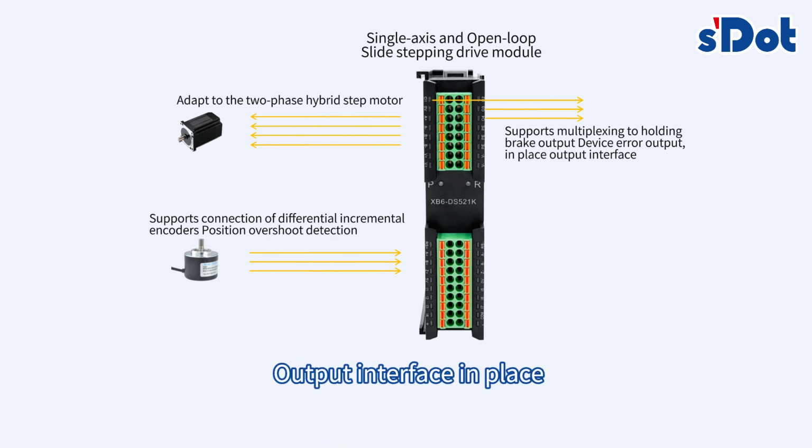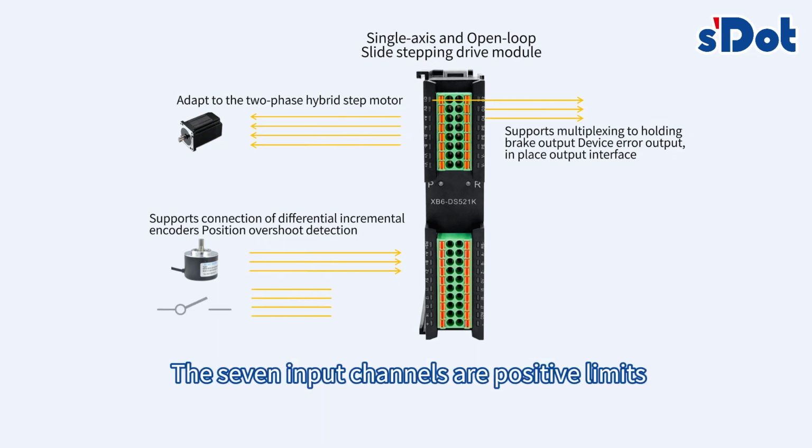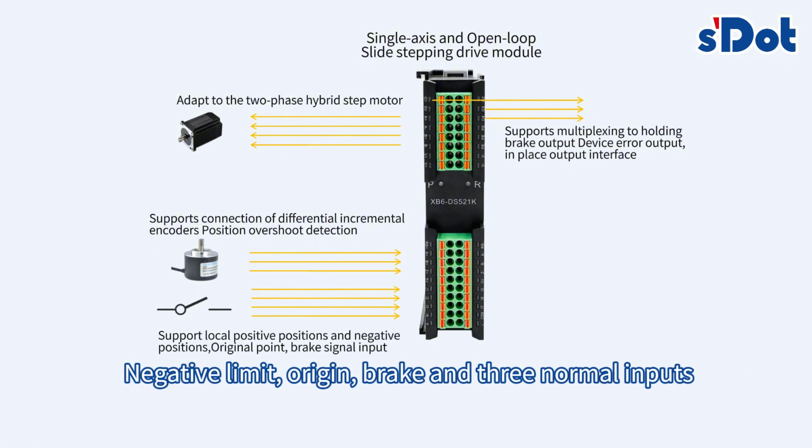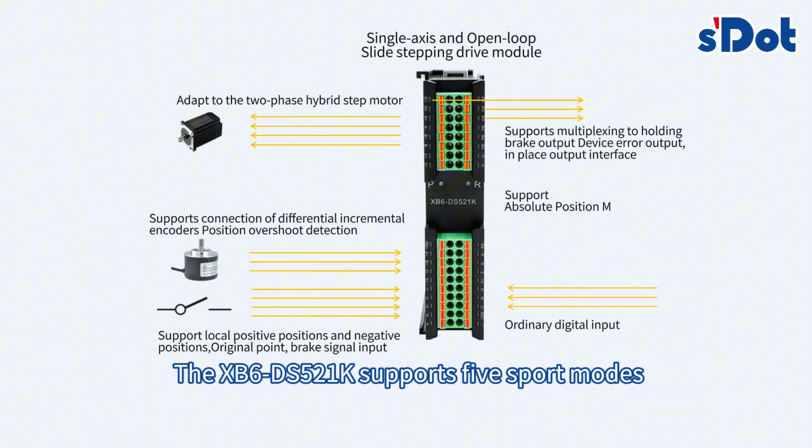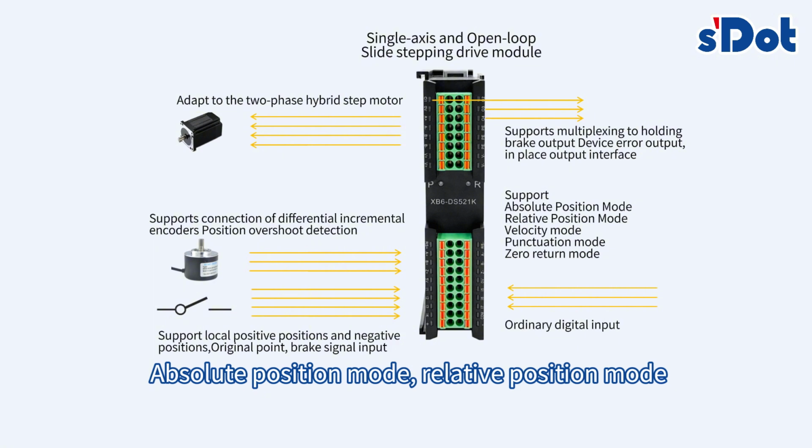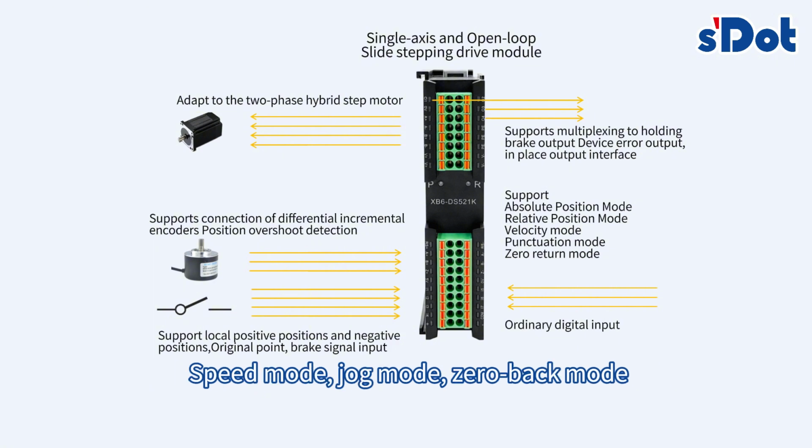The output channel supports multiplexing as a brake output, device error output, and output in-position. The 7 input channels are positive limit, negative limit, origin, brake, and 3 normal inputs. The XB6-DS521K supports 5 motion modes: absolute position mode, relative position mode, speed mode, jog mode, and zero return mode.